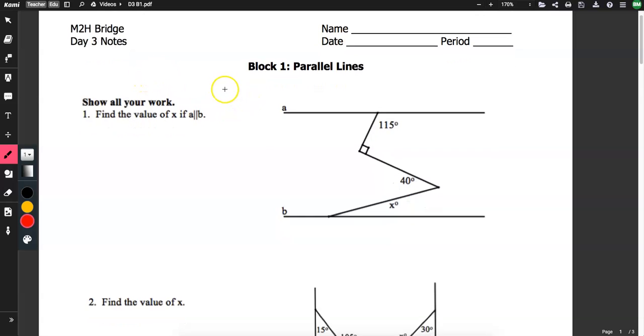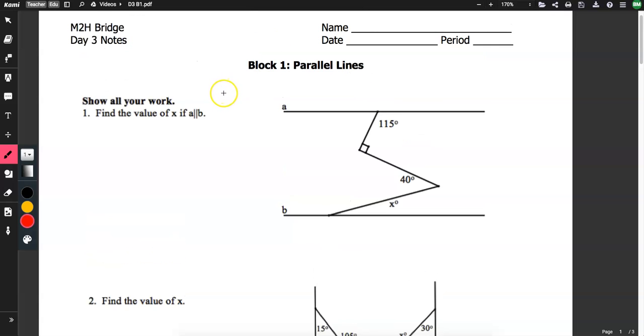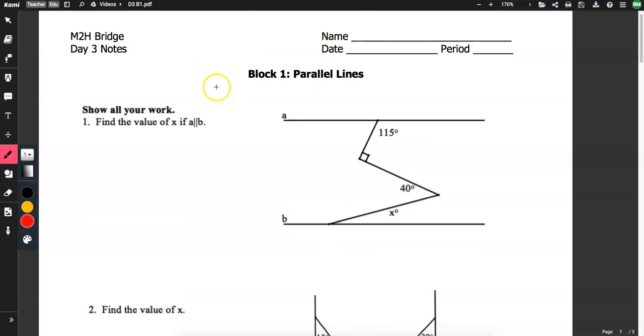So for these first few problems, we're looking again at those crook problems like we talked about yesterday, where you have your two parallel lines and then instead of just one transversal, you have some crooked lines in between them. So let's start with number 1. It says find the value of x if A is parallel to B, so we can put in our parallel symbols here. And we're looking for x down here.